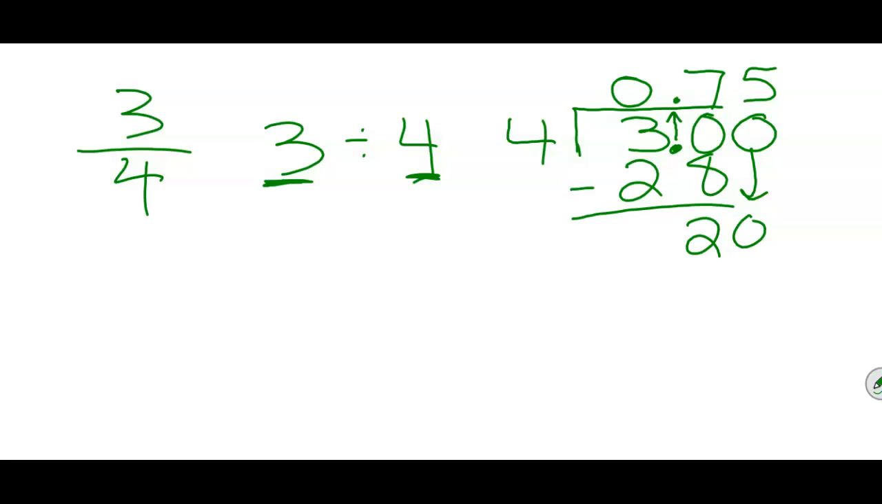3/4 is equal to 0 and 75 hundredths. 0 and 75 hundredths is in between 0 and 1. Think about, you have 3 out of 4 quarters. You have 3 quarters. You have 75 cents.